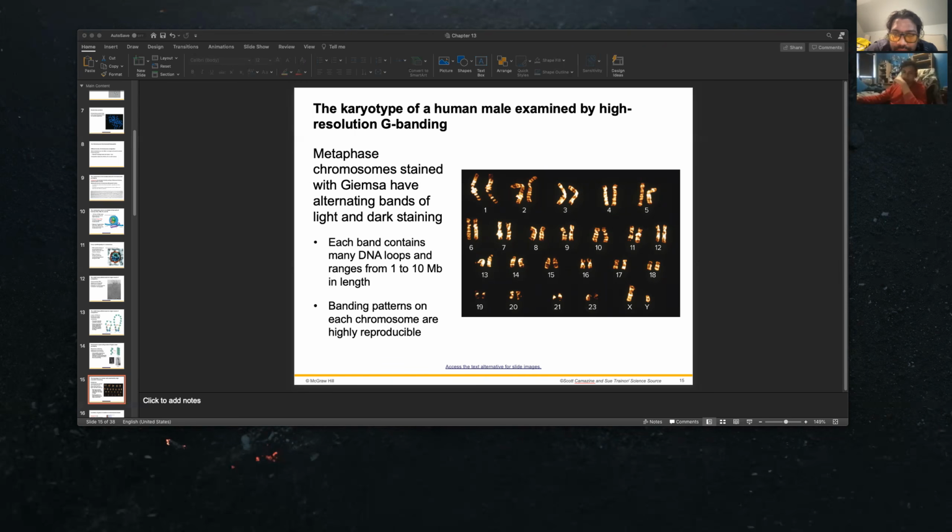I was searching up what GMSA was. It's a nucleic acid staining. Yeah, you're good at lab. Huh? You're good at lab. Oh no, I just looked it up. Oh, okay. No, I won't take credit for that.